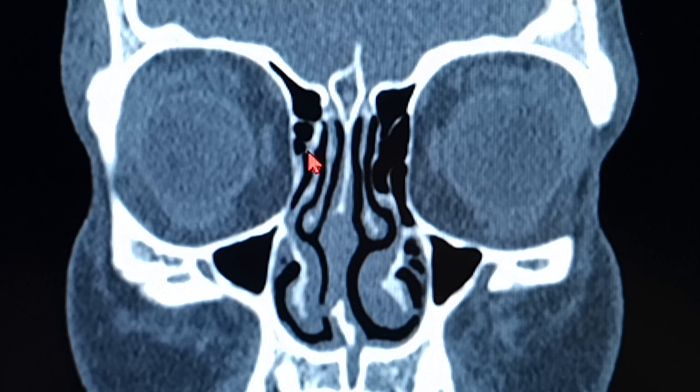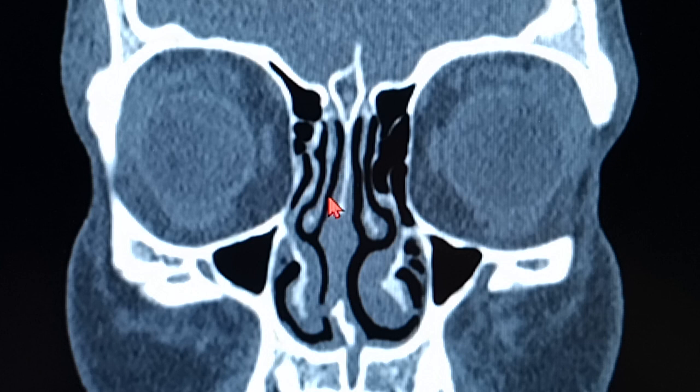Depending on the attachment levels of the uncinate process, the frontal sinus will drain either laterally, into the infundibulum, or medially, directly into the ethmoidal area, in the nasal cavity.